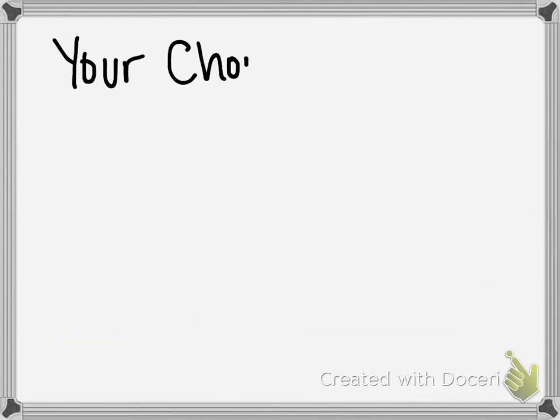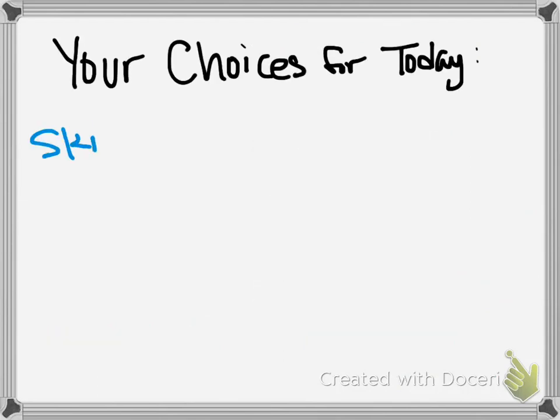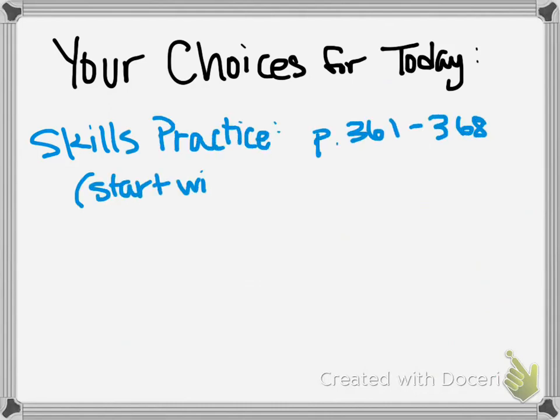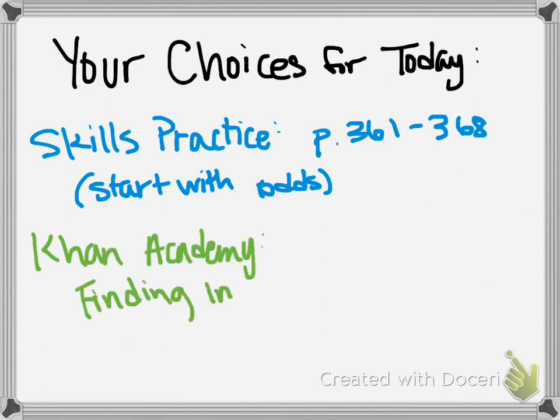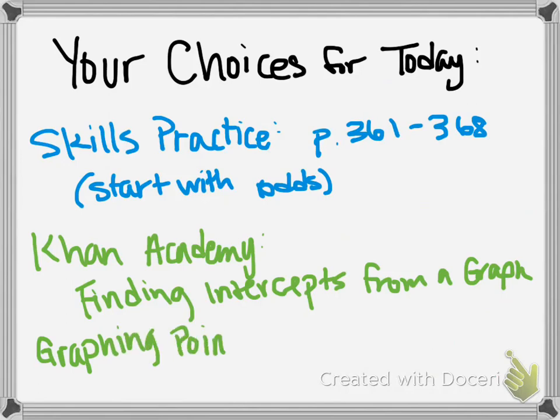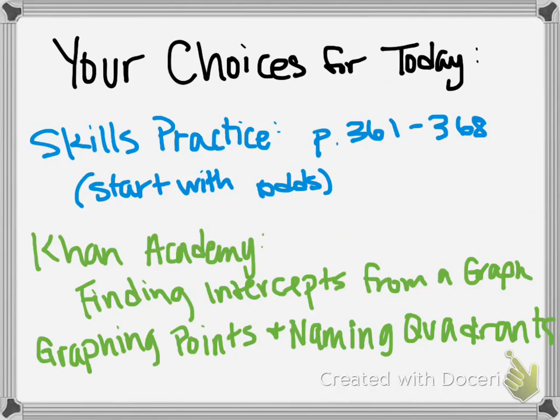So here are your choices for the rest of class. You can work the skills practice book, pages 361 to 368, and I would start with the odds. Or you can get on Khan Academy and work finding intercepts from a graph and graphing points and naming quadrants.